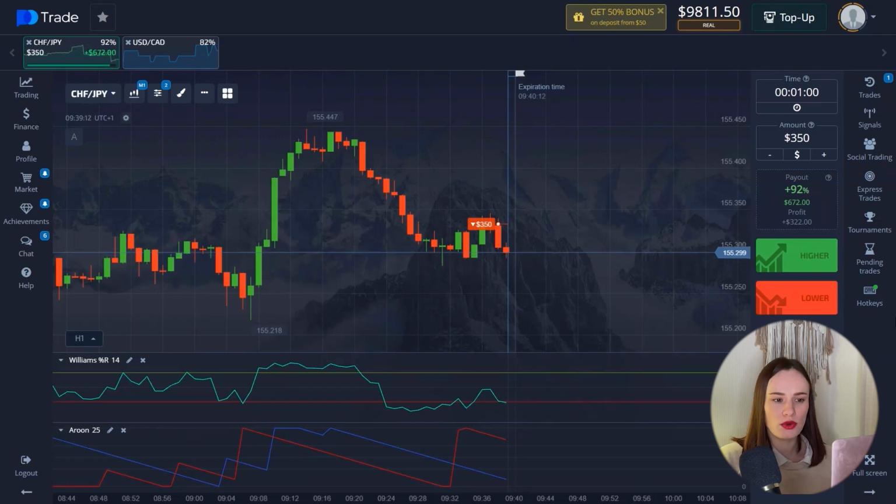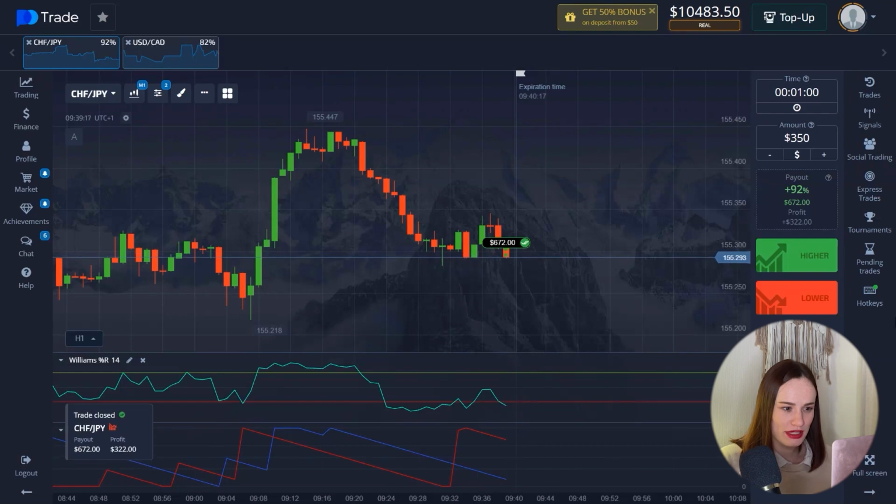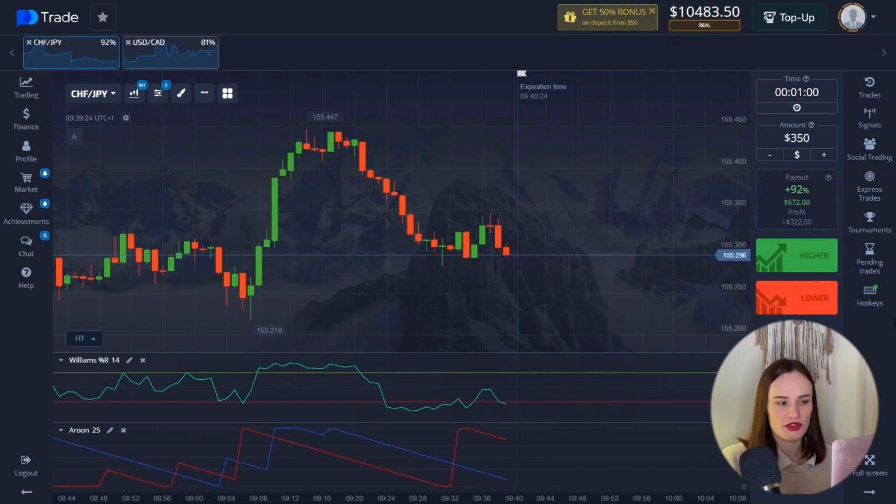And now let's once again look at the chart. This time the transaction was completed successfully and our profit was $322. Very good. Let's continue the conversation.